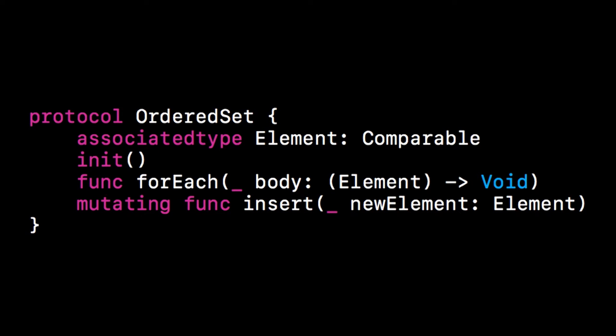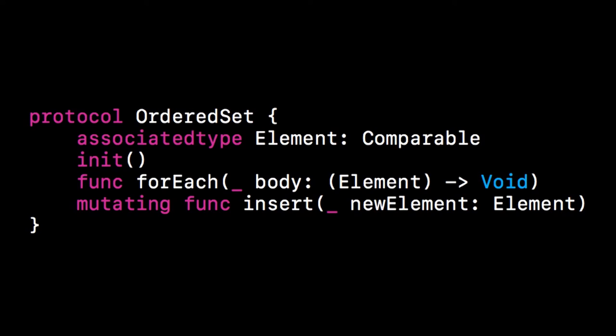It has 3 members: an empty initializer for creating an empty set, an implementation of forEach to list all the elements inside the set, and also a mutating function, insert, that we can use to take an already existing set and insert a new element into it. All right, so that's the protocol we are going to implement throughout this talk. We are going to have many implementations, so buckle up. We will have a lot of source code to cover.